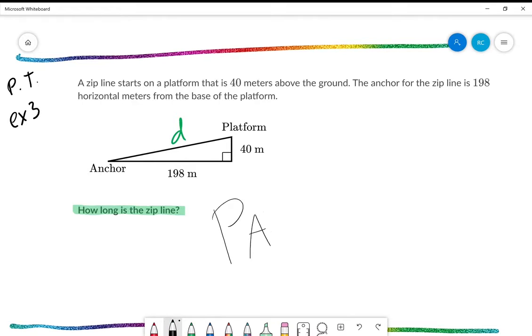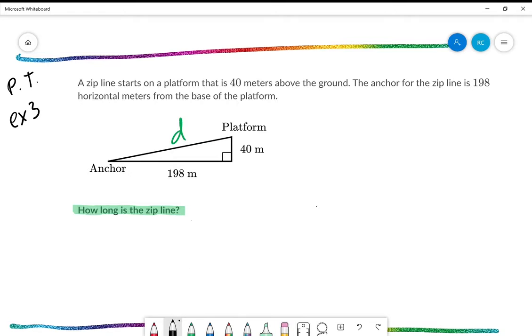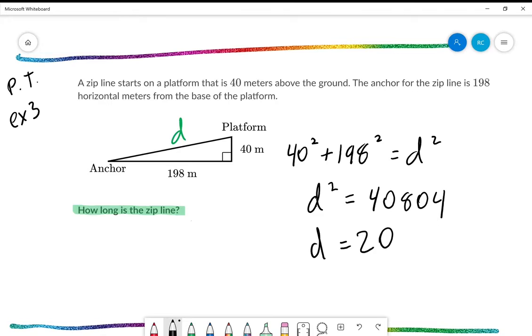Once again, please take a moment, pause the video, see what you can do. Ready, set, go. So I'm going to go ahead and set up and solve the Pythagorean theorem very quickly here. I assume by this point you're all beginning to get this, so I'm going to just speed through this problem. So we get that the zip line is 202 meters long.